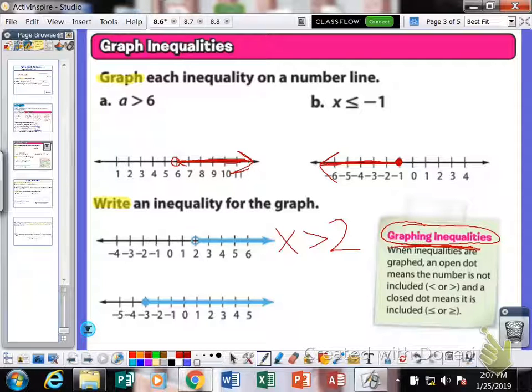For our last one here, we have a closed dot, which we know means we're either doing less than or equal to or greater than or equal to. We'll start with our variable, we'll use a here. It's a closed dot with the arrow going to the right, so that means our inequality is going to be a is greater than or equal to -3.